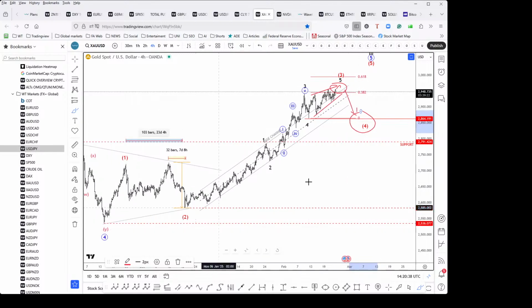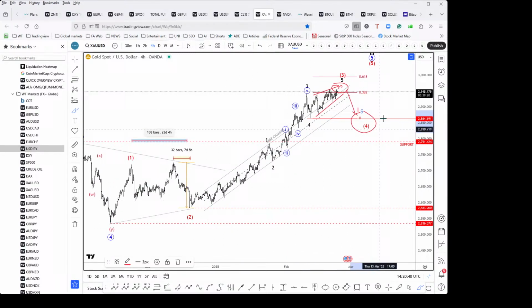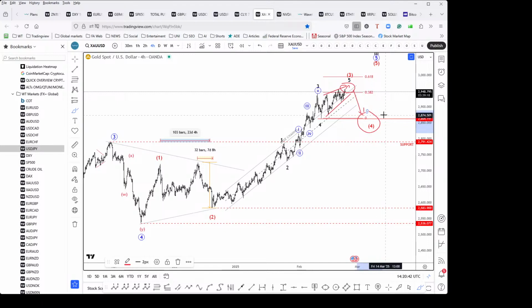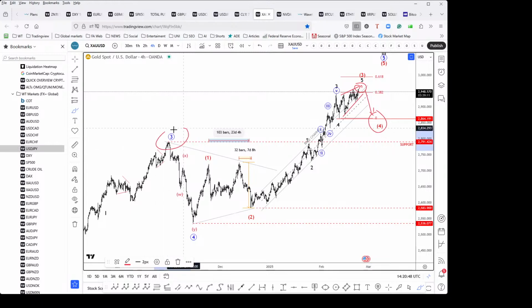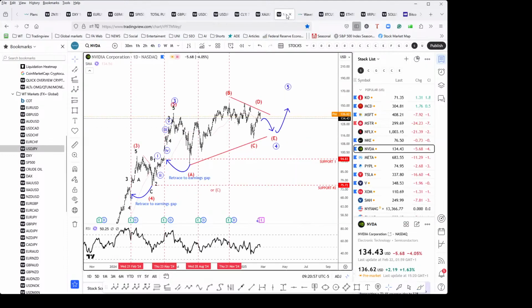Or if you just want to be involved on the long side, then I prefer to wait on this wave 4 dip with the first support around 2850, but much more important one could be the previous high here around 2800. Okay, now let's take a look on some stocks.